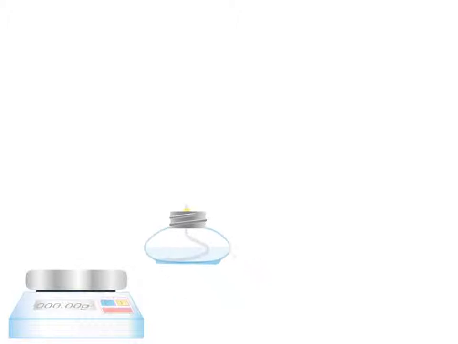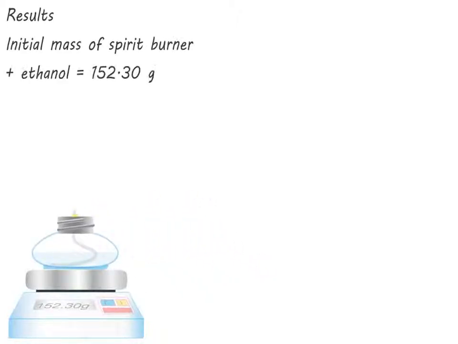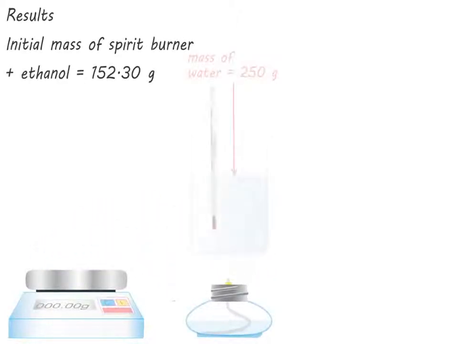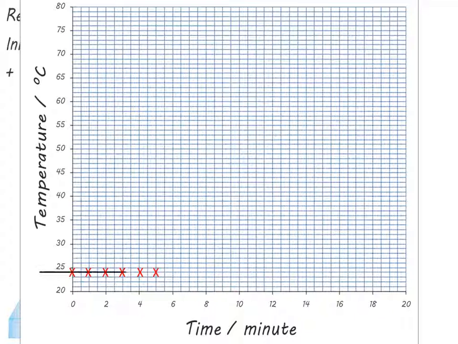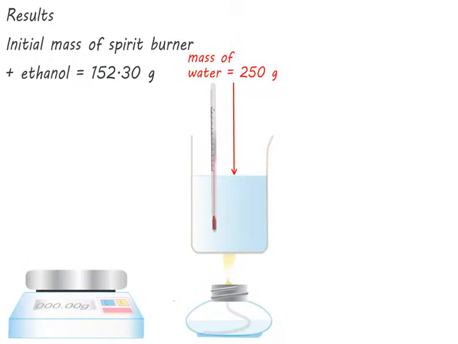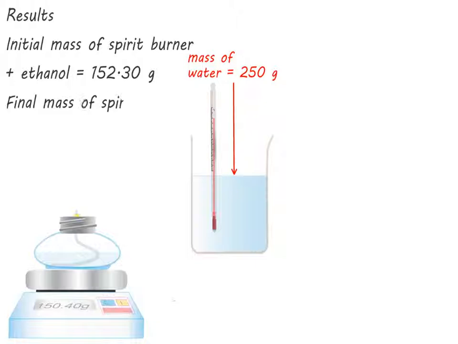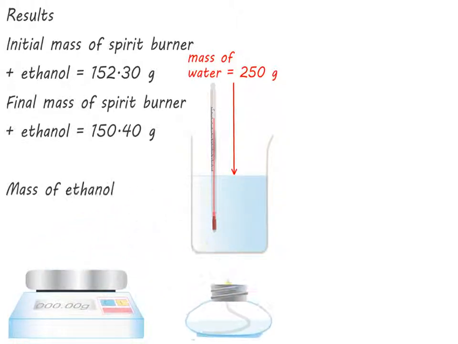First, we add the substance we are studying to the spirit burner and record the mass. We take 250 cm³ of water in a copper beaker, clamp it, and monitor its temperature for 5 minutes to obtain the initial temperature. We then light the burner and use it to heat the contents of the copper vessel until we get a significant temperature rise. We then extinguish the burner and reweigh to find the mass of ethanol burnt.